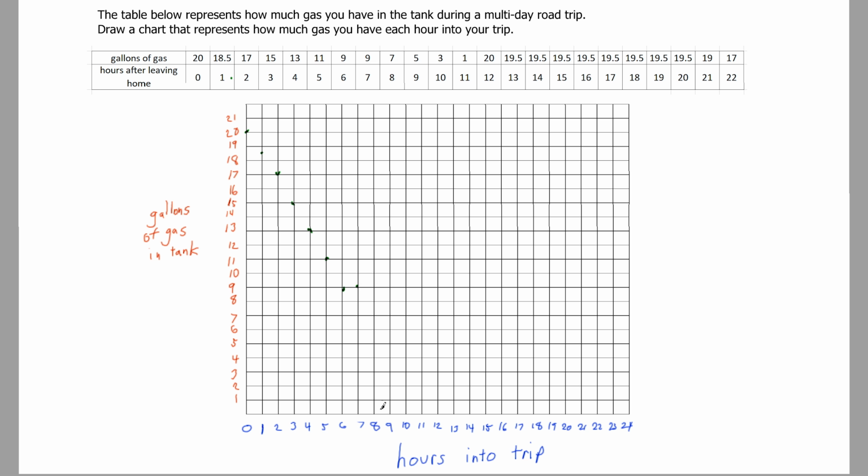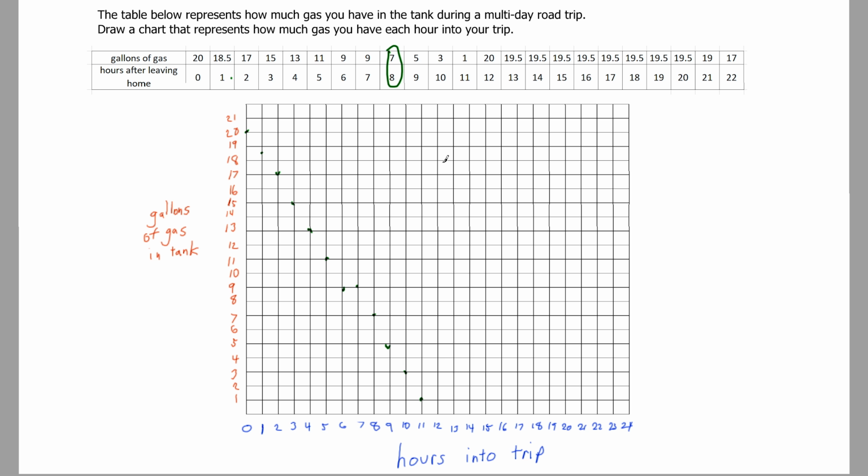Then hour 8, we're over here now. Hour 8, we have 7 gallons. Hour 9, we have 5. Hour 10, we have 3. Hour 11, all the way down to 1. And then hour 12, way back up to 20.